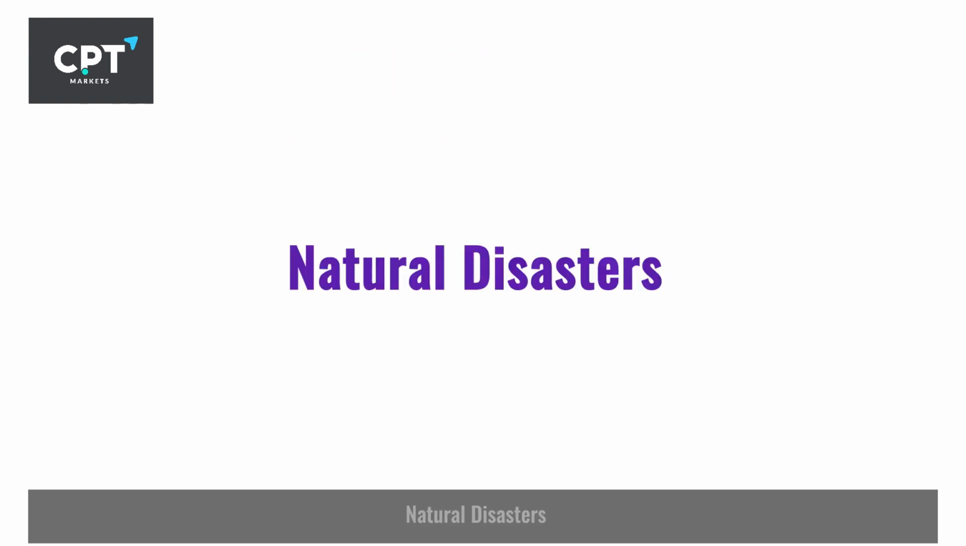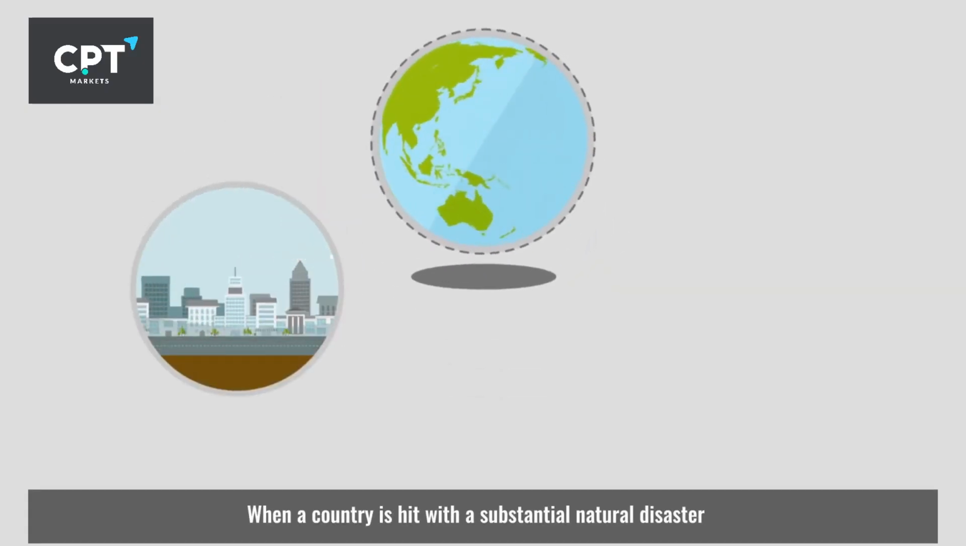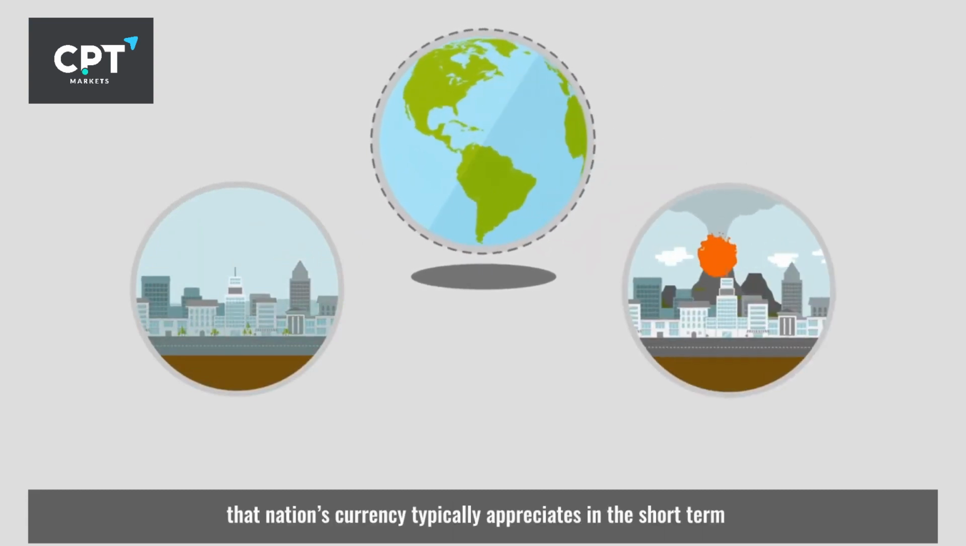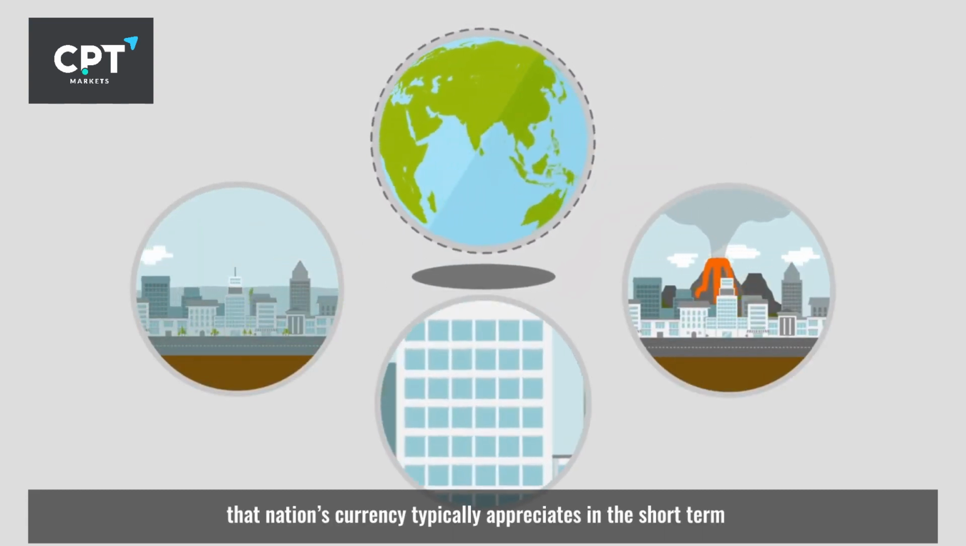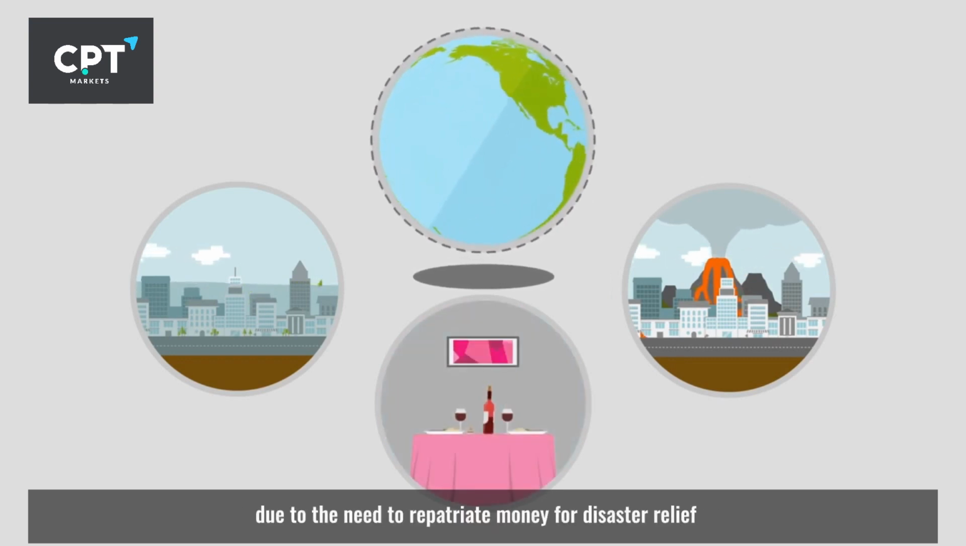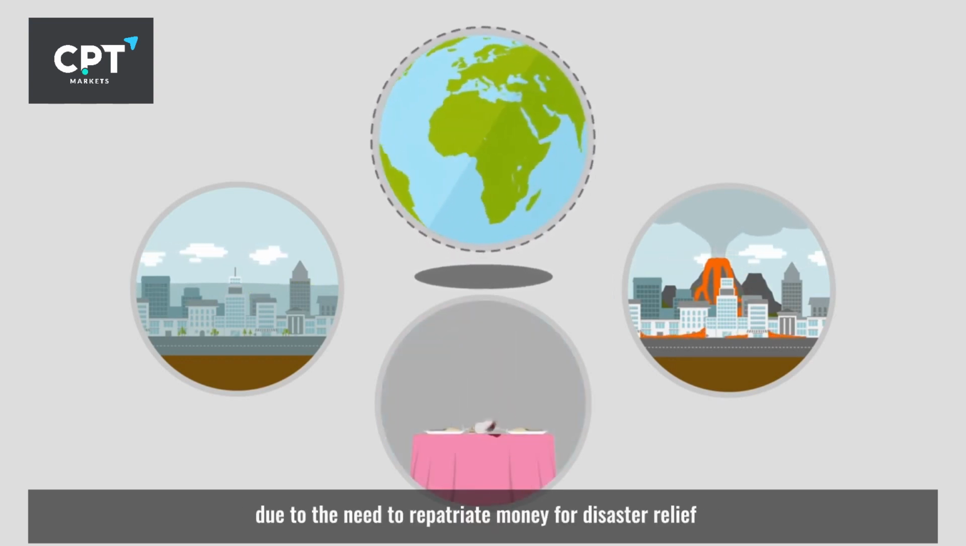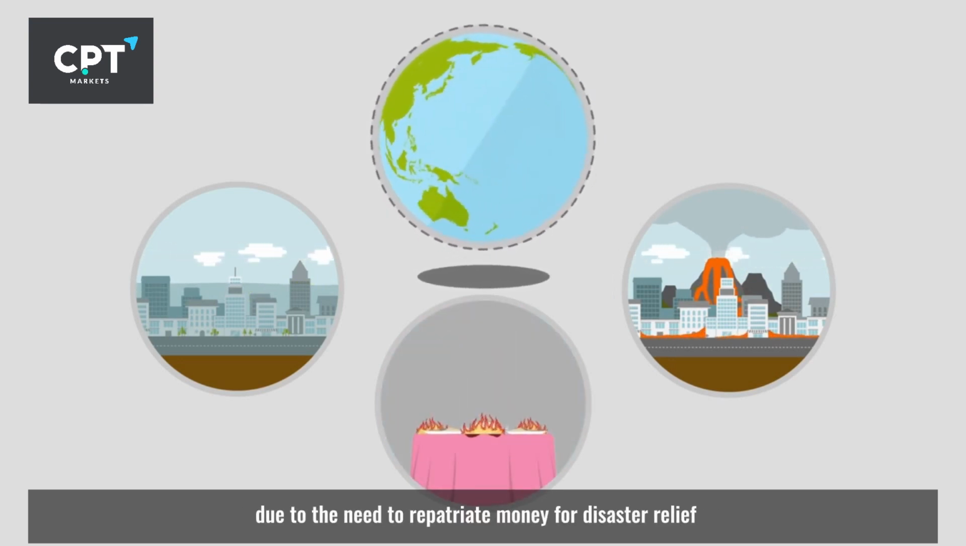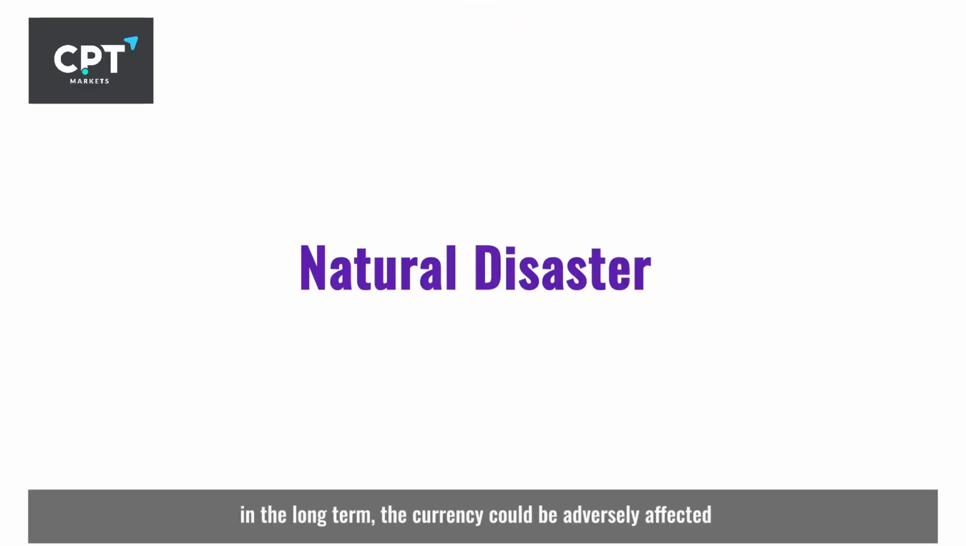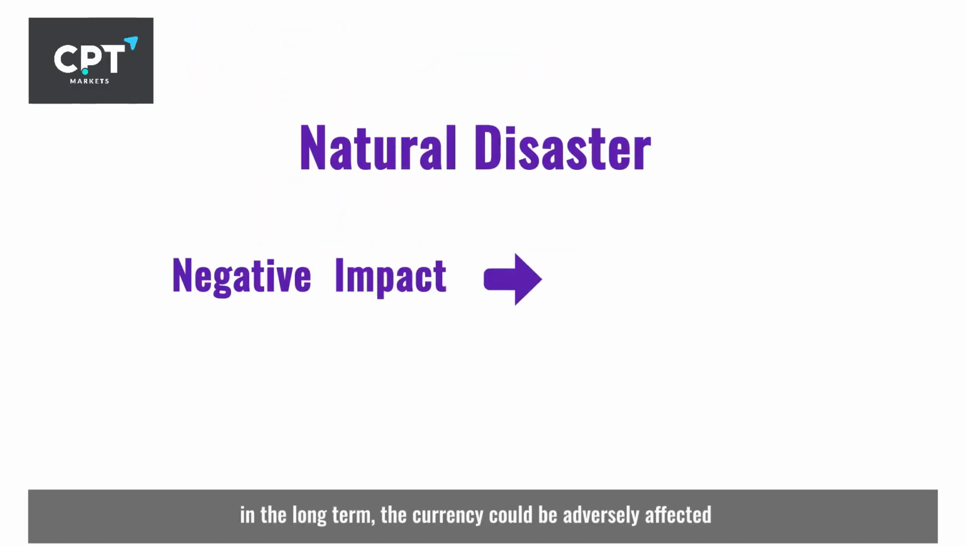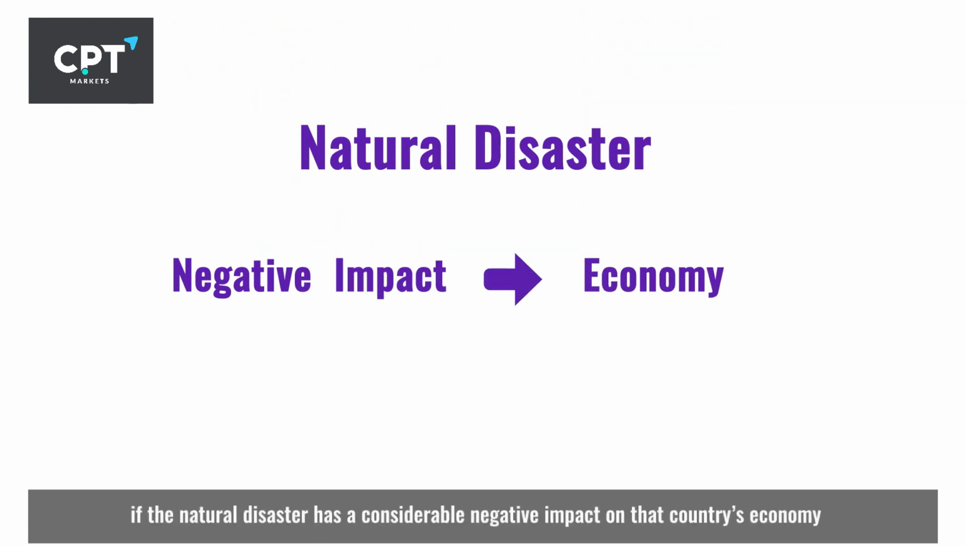Natural disasters. When a country is hit with a substantial natural disaster, that nation's currency typically appreciates in the short term due to the need to repatriate money for disaster relief. Nevertheless, in the long term, the currency could be adversely affected if the natural disaster has a considerable negative impact on that country's economy.